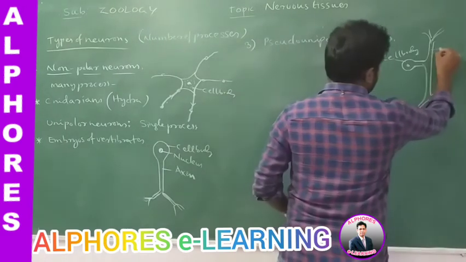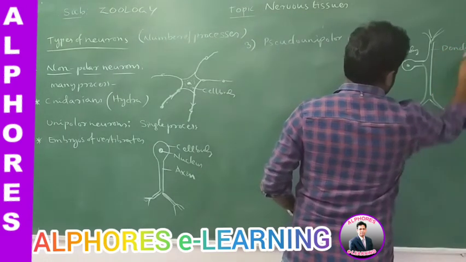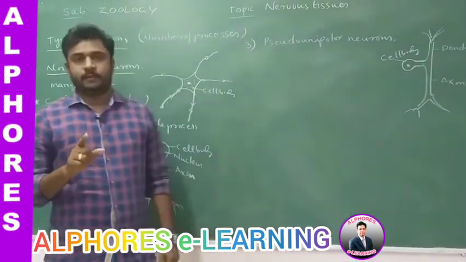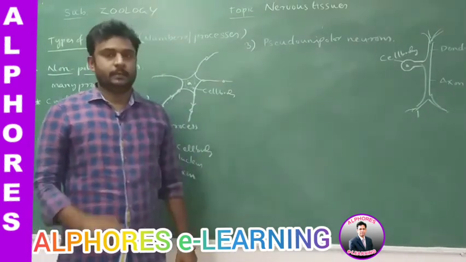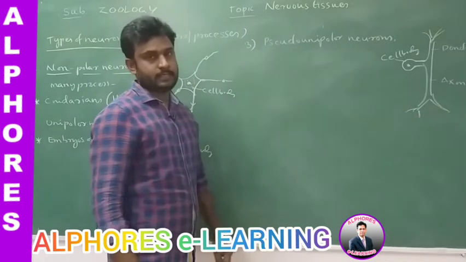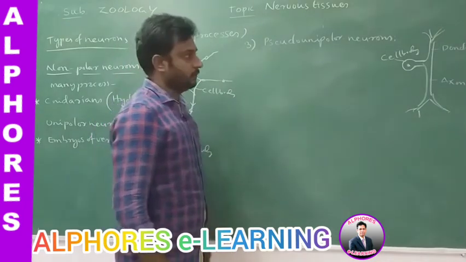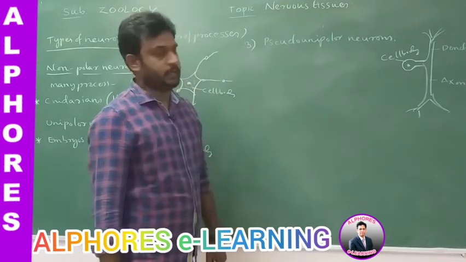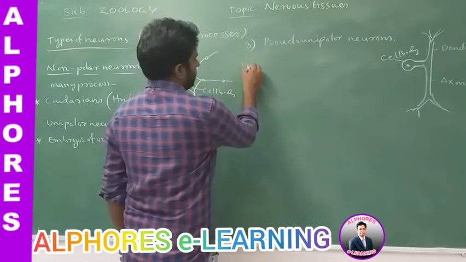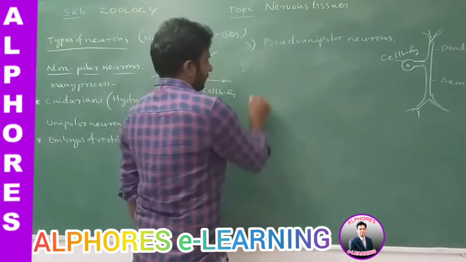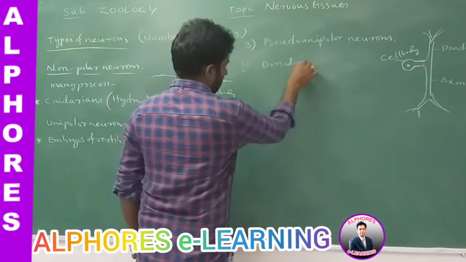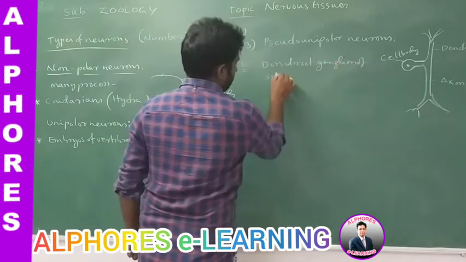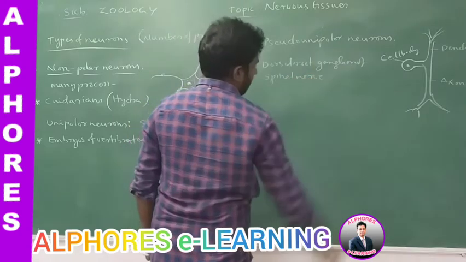One branch acts as the dendrite, and the second acts as the axon. Actually, here only one process arises from the cell body, but this process splits into two branches which act as the dendrite and axon. These are called pseudo-unipolar neurons. Examples: they are present in the dorsal root ganglion of the spinal nerve.